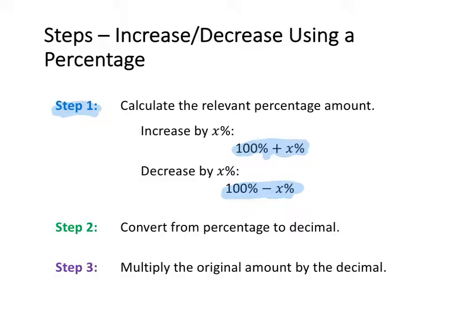Once we have calculated that relevant percentage amount, step 2 is to convert it from a percentage to a decimal, and we'll do that by dividing by 100. And then step 3 is to multiply that original amount by the decimal to get our increased or decreased amount. So following those 3 steps, let's have a look at a couple of examples.